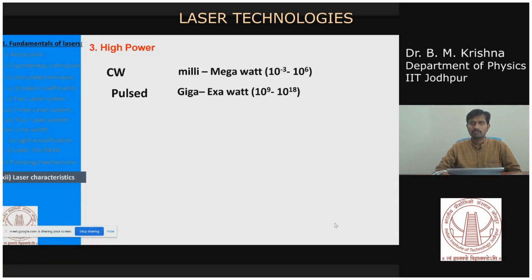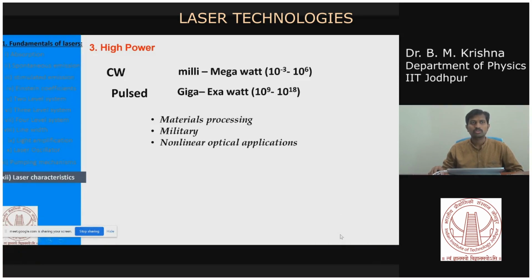The conventional source cannot do that. So that's why we have a wide variety of lasers with different powers. We use them depending upon the applications we are looking for. So now we have the ranges from milli to hexawatt. So you can choose for different material processing, for military applications, and for nonlinear optical applications.